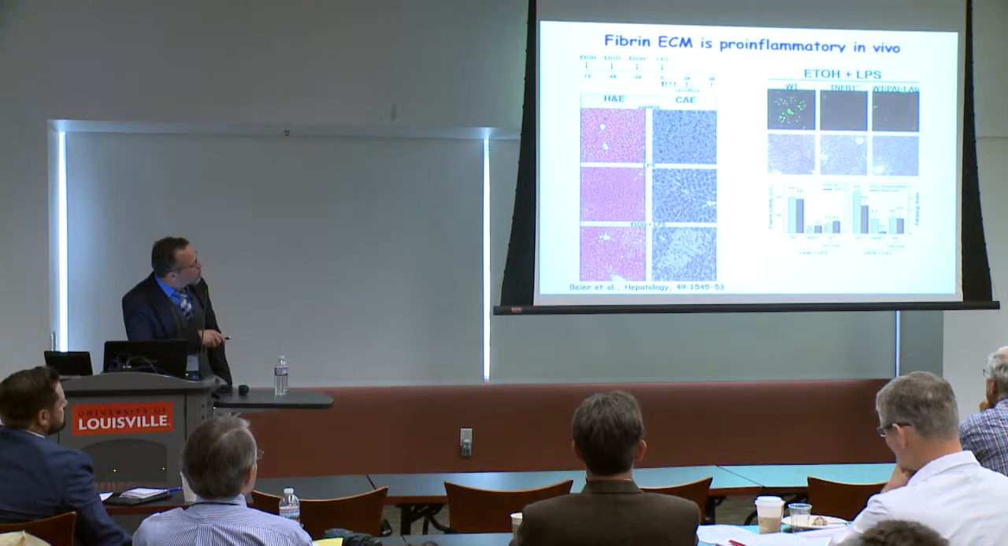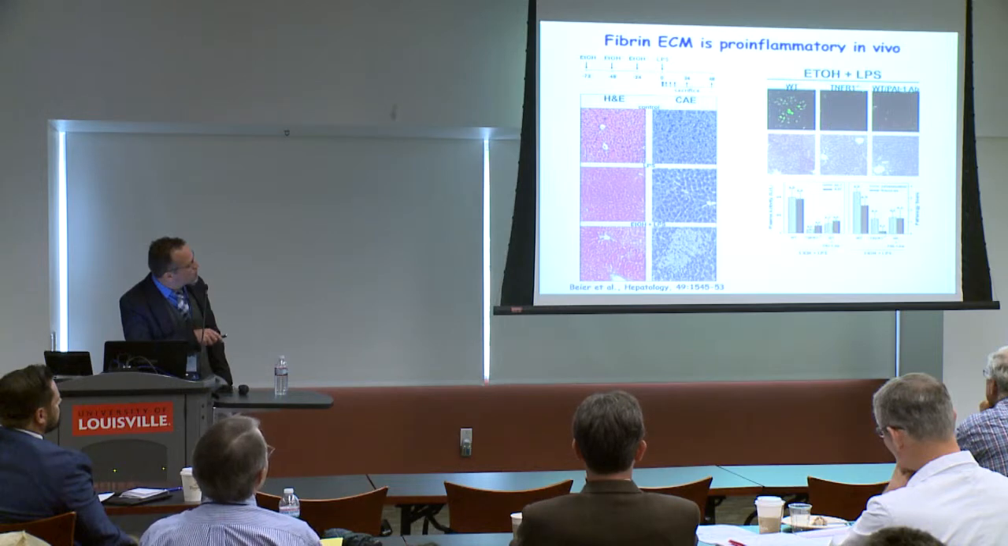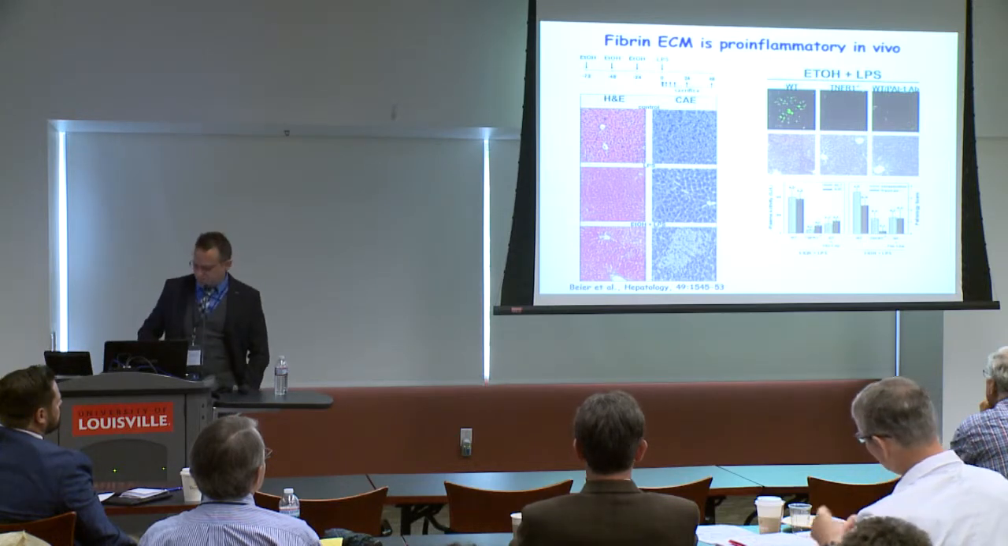And here's a good example where we did a two-hit model of ethanol and LPS, and we saw significant fibrin matrix accumulation. If we blocked that matrix accumulation by using either TNFR1 knockouts or antibodies against plasminogen activator inhibitor 1, we block the accumulation of this matrix and we block damage.